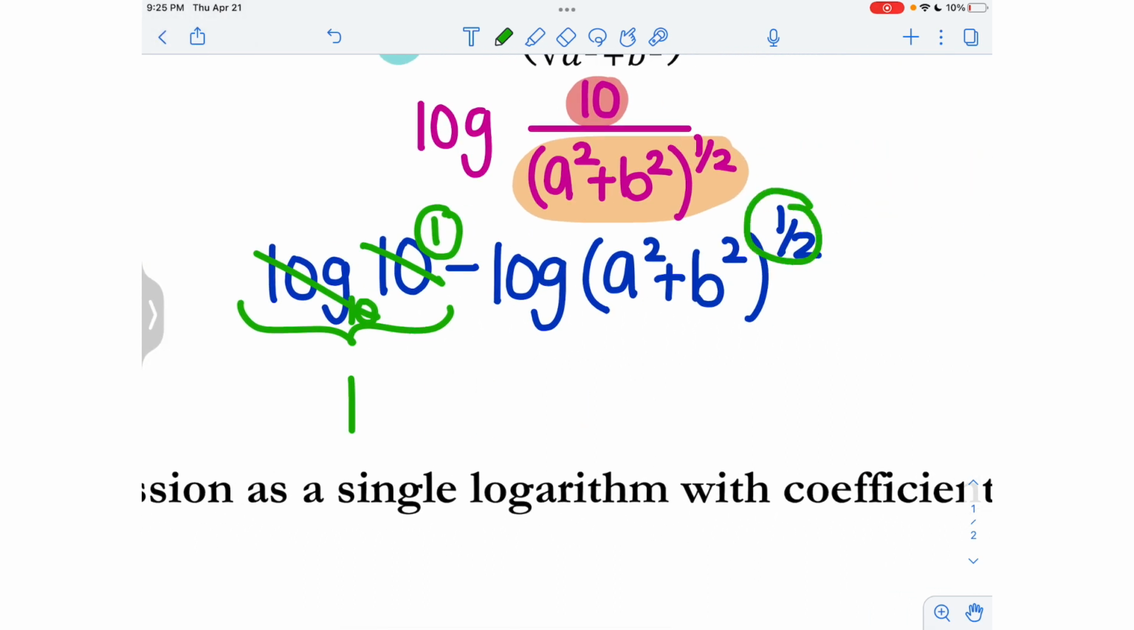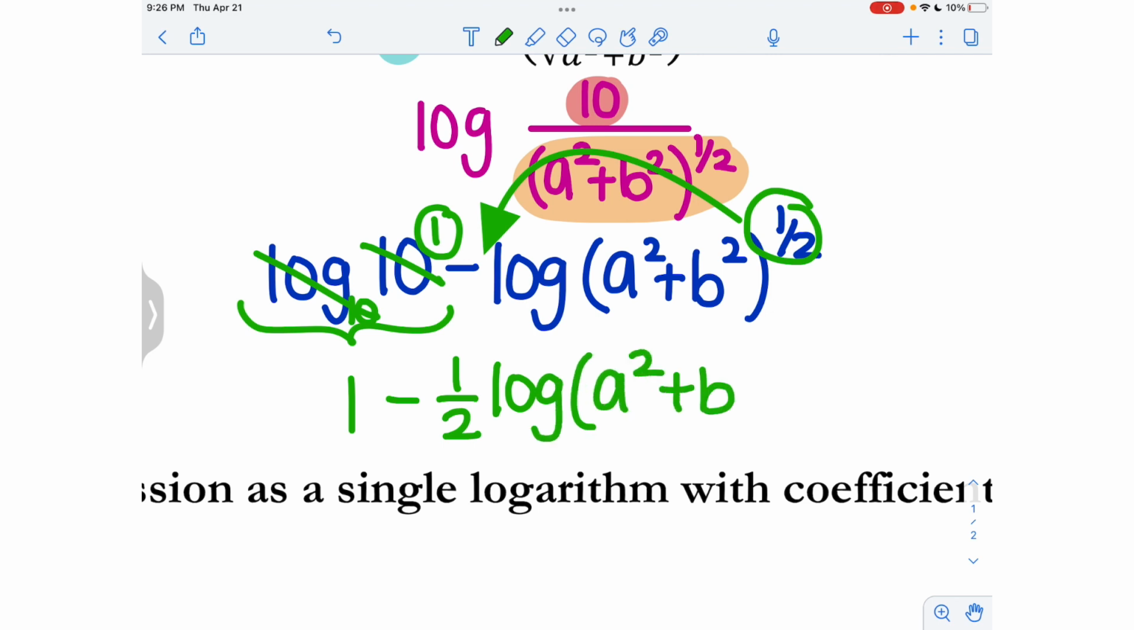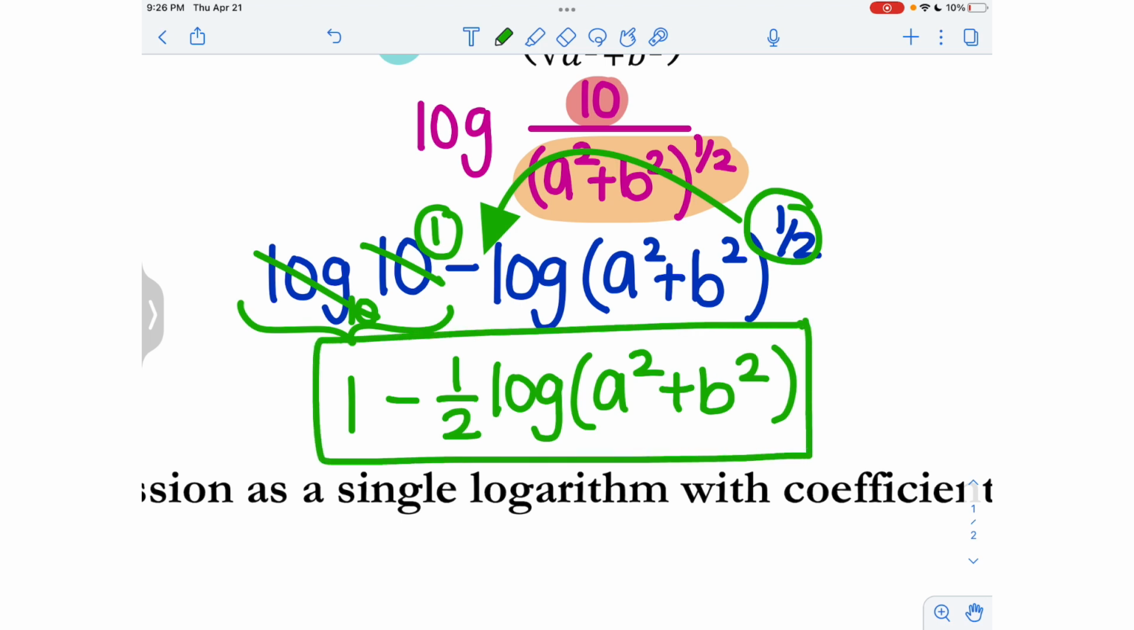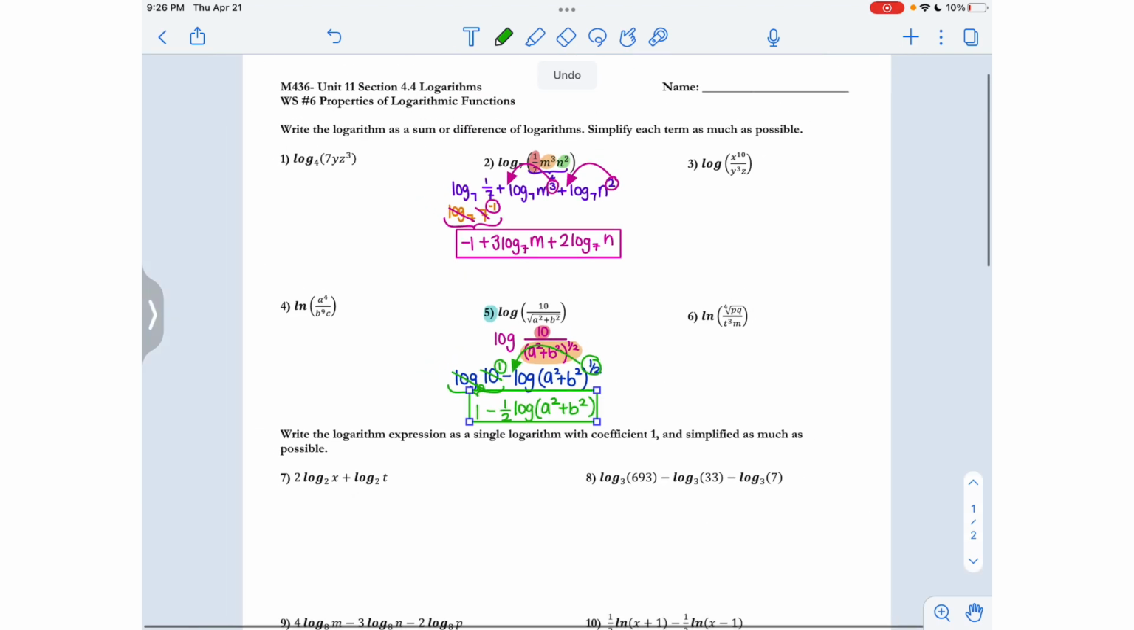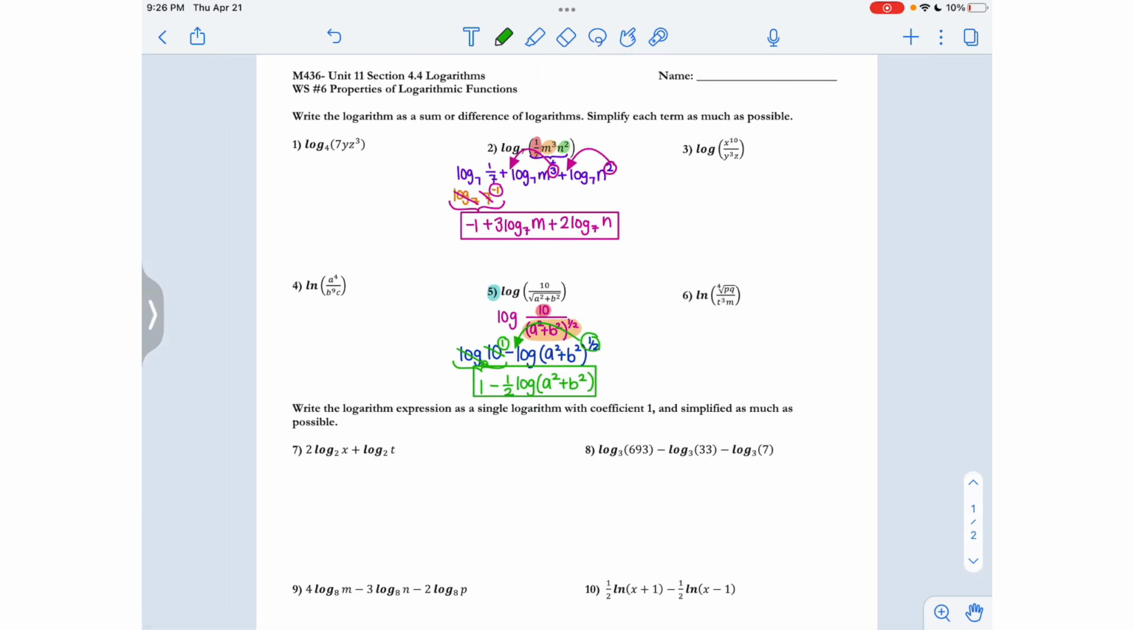Lastly, I'm going to take this 1/2 and drop it in front, and then I'm done. 1/2 log of a squared plus b squared. I cannot split up that parentheses because it's a binomial, so you don't keep going. You're done. So that was numbers 2 and 5.